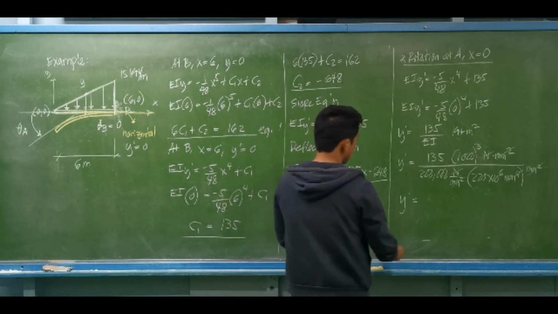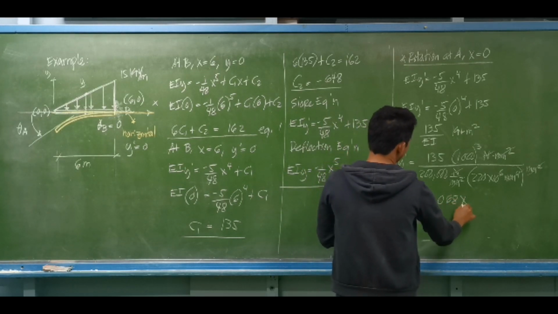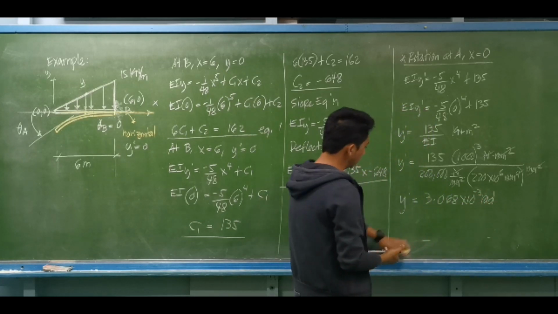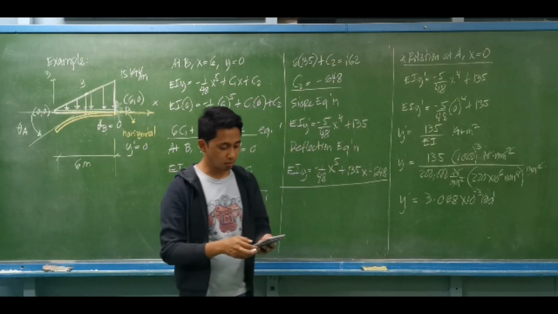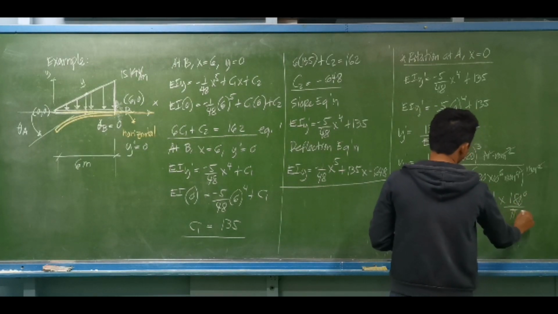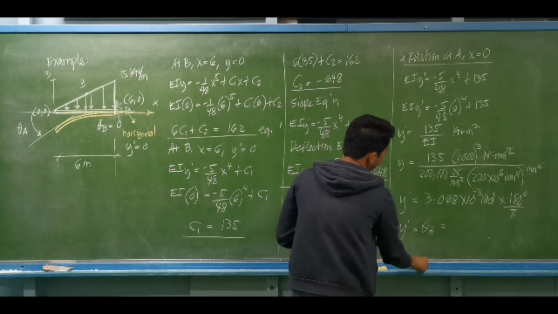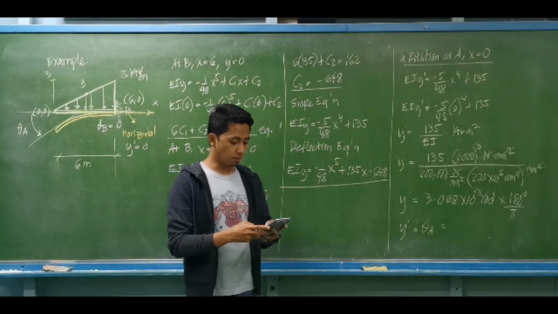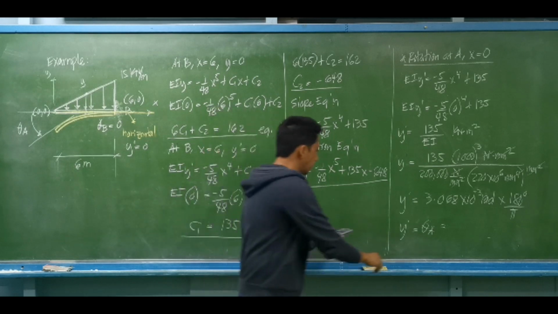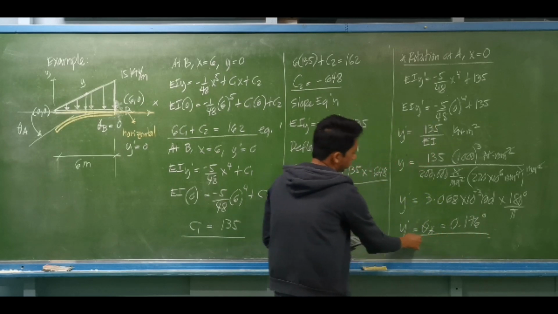Okay, this is equal to 3.068 times 10 raised to negative 3 radian. And that will be the unit of the rotation at A in terms of the radian. So kung gusto natin degrees, this is multiplied by 180 degrees divided by pi. So the rotation at A in terms of degrees, times 180 divided by pi, is 0.176 degree. Okay, the rotation at A.